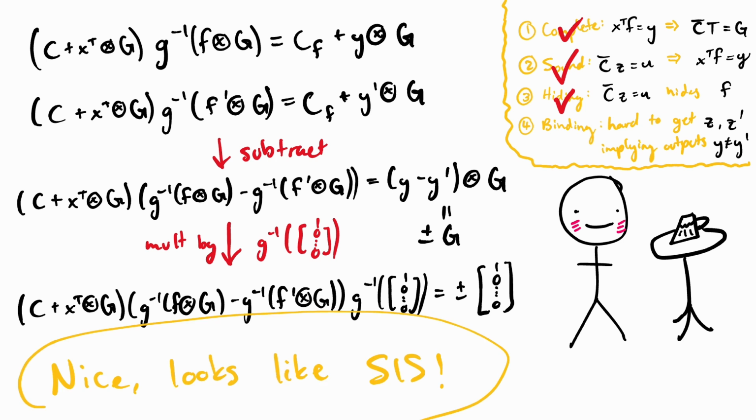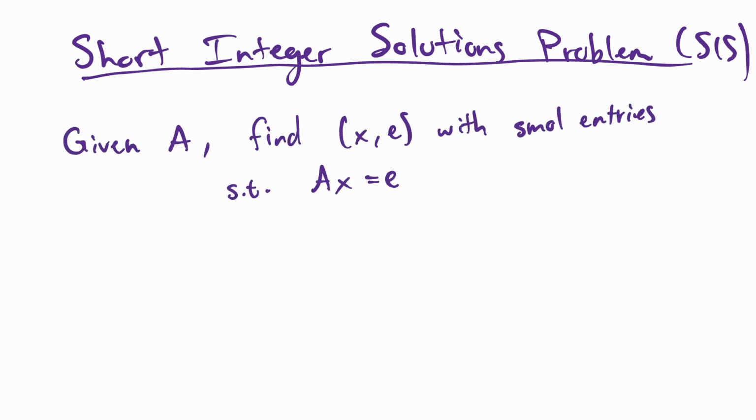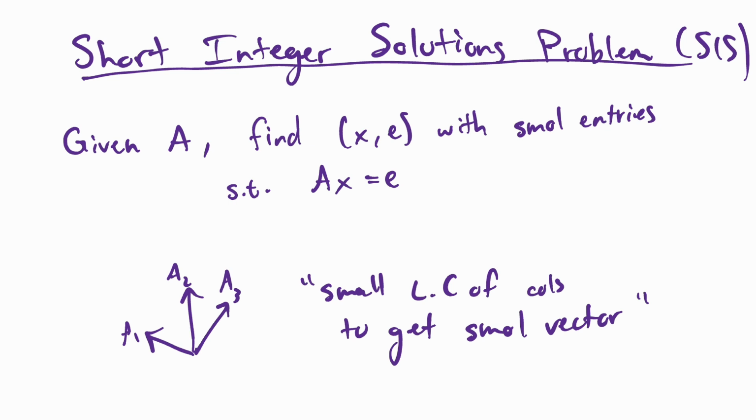What's SIS? Quick lineage review, short edition. The short integer solutions problem is as follows. Given a random matrix A, find vectors x and e with small integer entries such that Ax equals e. And one way you can think about this is take the columns of A as vectors, so A1, A2, A3, and so on. And since x has small entries, find small linear combinations of those such that the result is small, since e must have small entries too.